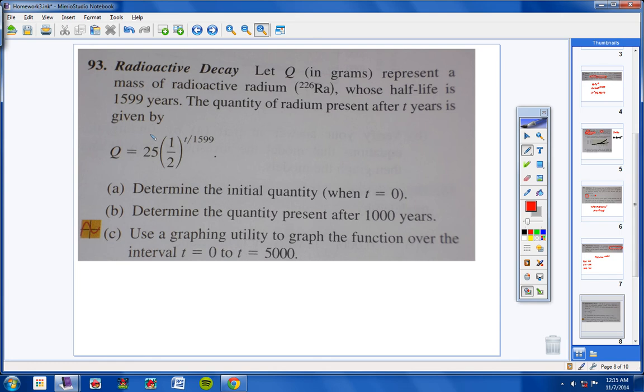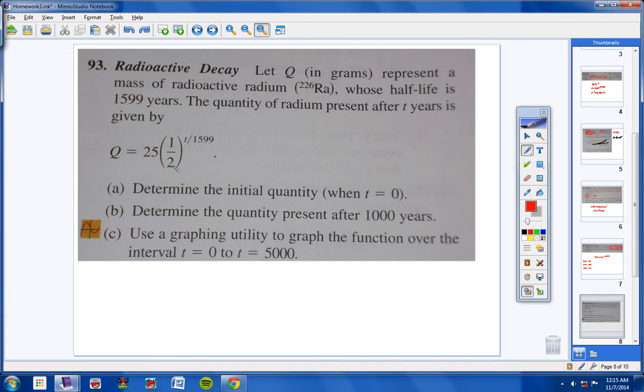We have Q represents a mass of radioactive radium whose half-life is this many years. So in other words, it takes 1,599 years for whatever amount of radium you have to shrink down to half of its original amount. Now the quantity of radium present after T years is given by this formula here.